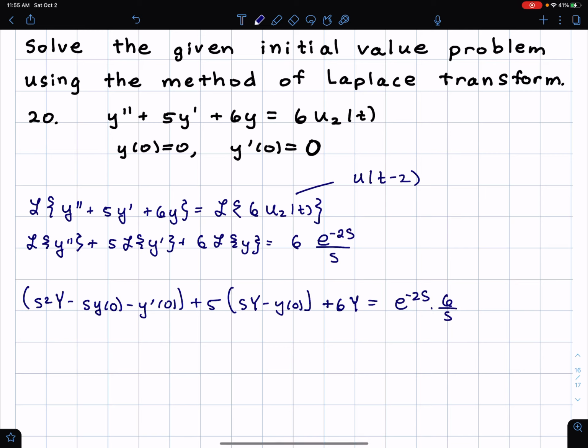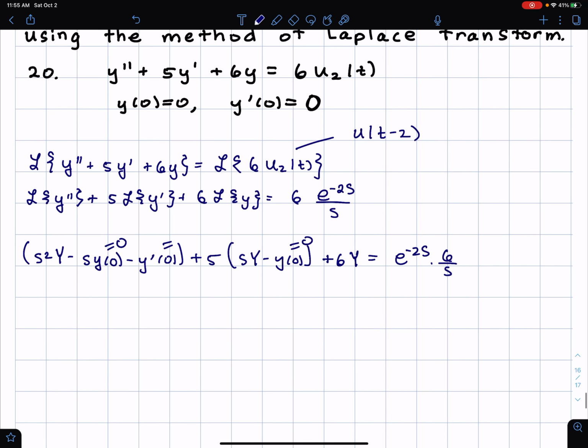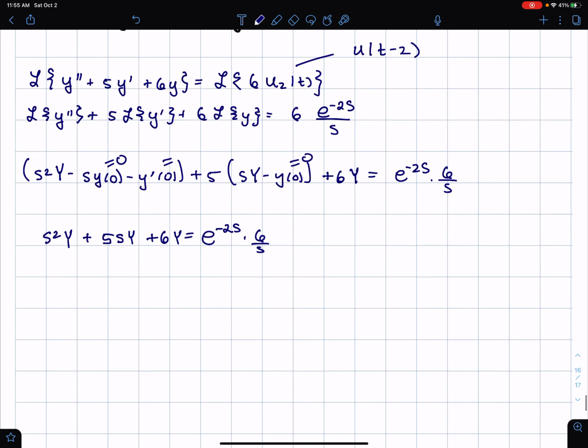So I like to keep the e to the negative 2s to the side. Now, these parts here where I have y(0) and y prime(0), those are our initial conditions. And they were chosen to be 0 to make this problem shorter. Maybe it's a bit of a cop-out, but the problems get super long, so I'm just trying to shorten it a little by making it easier. Except here I made a typo.